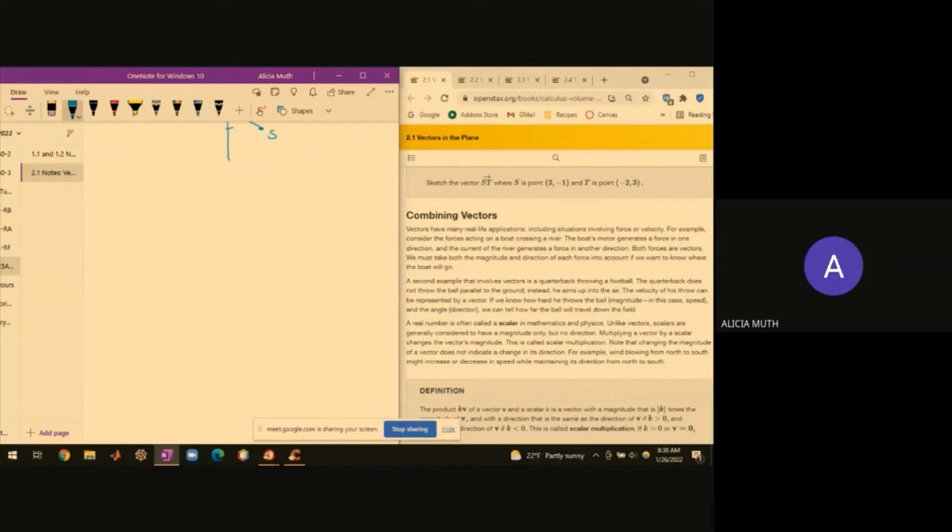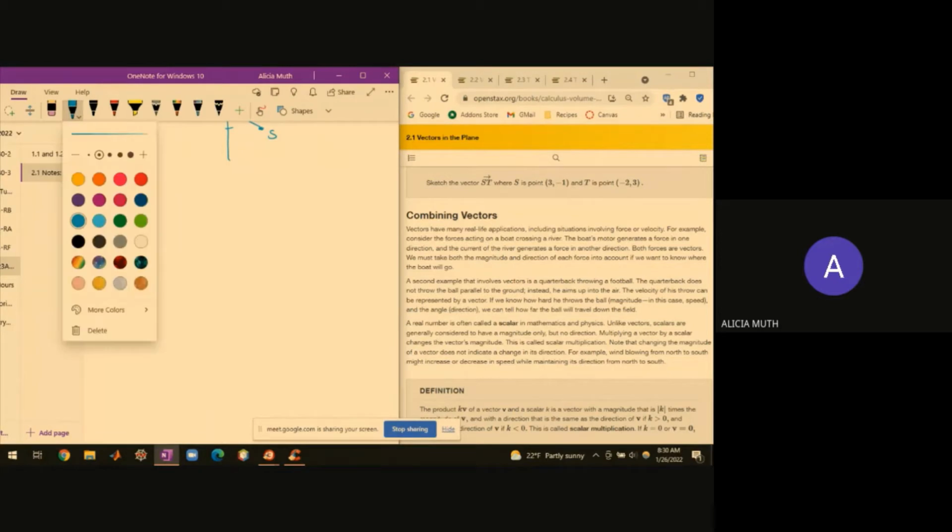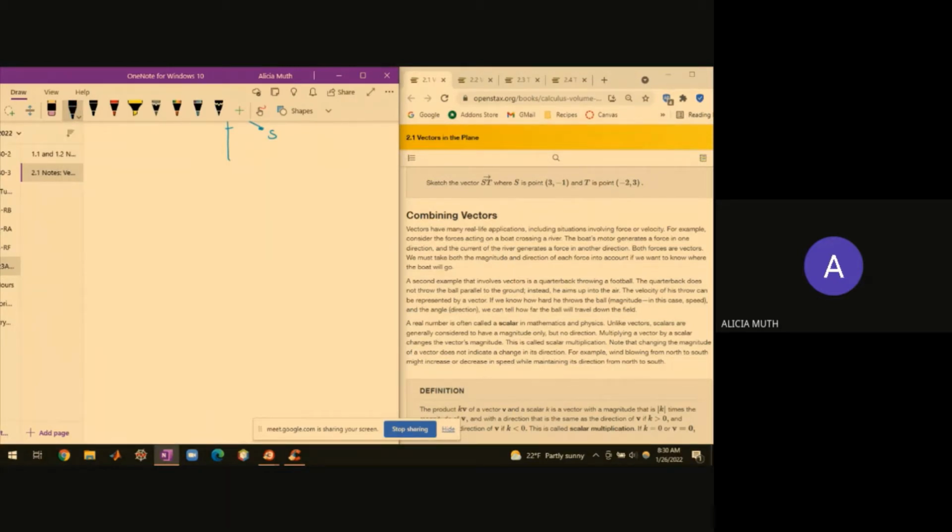And a real number is called a scalar in mathematics and physics. Unlike vectors, scalars are generally considered to have magnitude only, but no direction. That's the difference between speed and velocity. Multiplying a vector by a scalar changes the vector's magnitude, and that's called scalar multiplication.